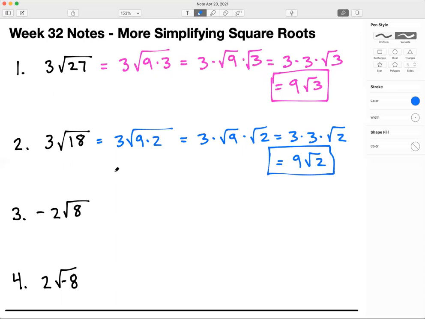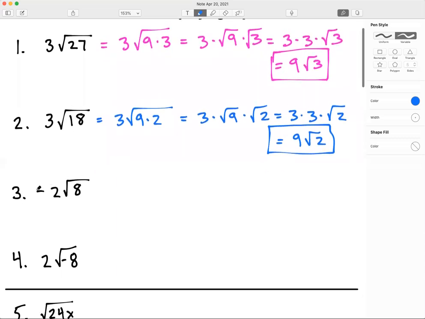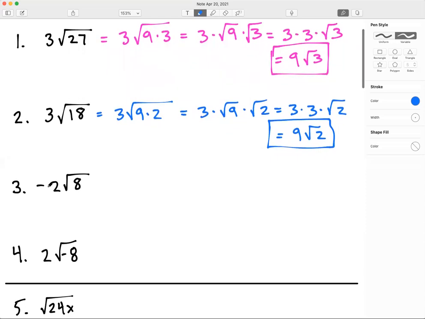All right, how did you do? Number 3, we have a negative square root to simplify. So if it starts negative, we're gonna end negative. So we just don't want to forget the negative sign. So really the square root of 8 is what we're gonna need to simplify here.